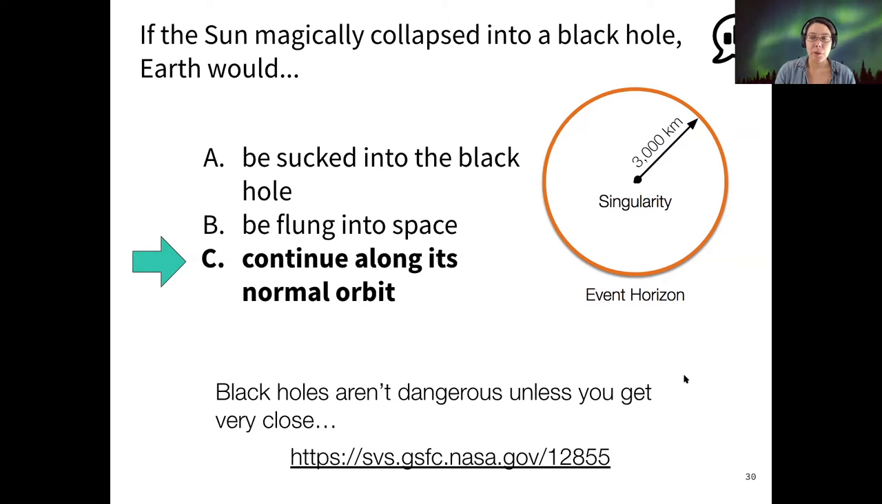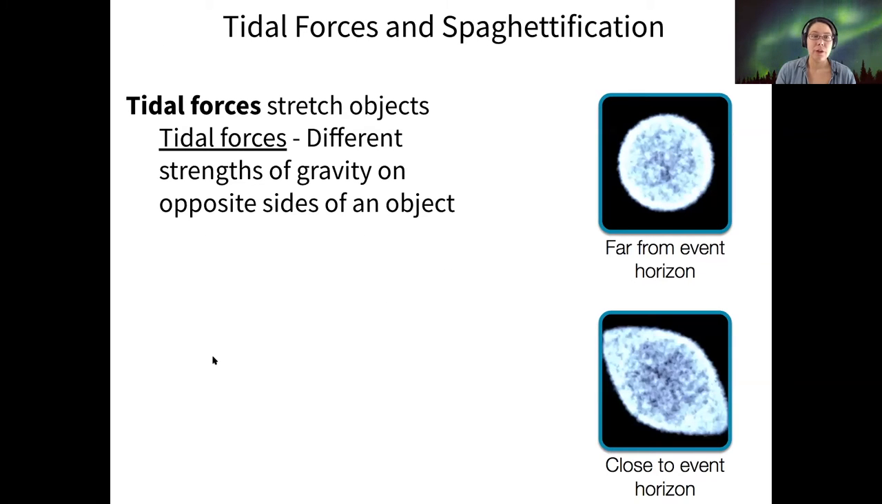But there is a little bit of trouble that you can run into even before you reach the event horizon, which has to do with tidal forces. For a tidal force, basically the idea is that you have different strengths of gravity on opposite sides of an object. Under normal circumstances, far from a black hole's event horizon, you might have a star that's the shape of a sphere, as stars usually are. But when that star is close to the event horizon of a black hole, it could get stretched into an oblong kind of football shape. That would be due to tidal forces.